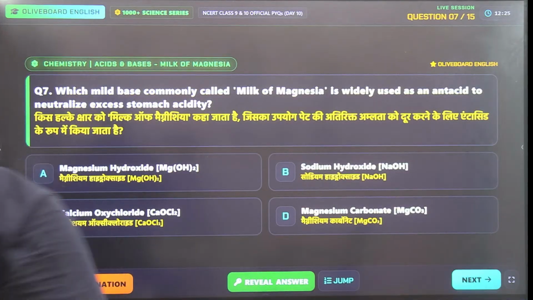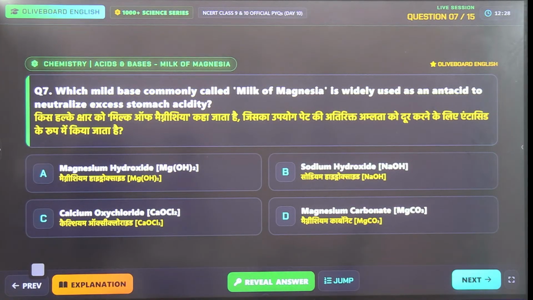No one has answered till now. Guys, this one is a basic one, so you can easily answer this question. Please try to answer this. What should be the answer?